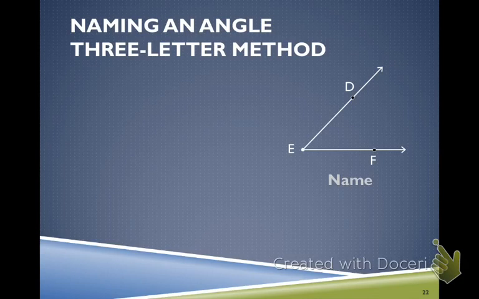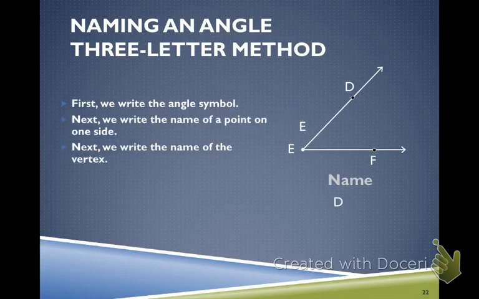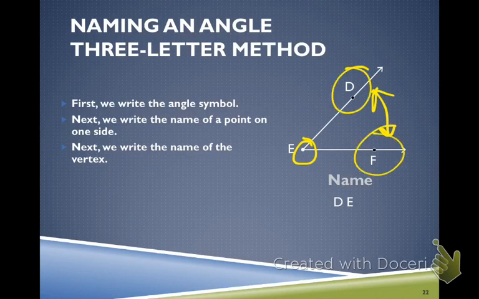So, at the top, the first one is naming an angle using the 3-letter method. When we name an angle using the 3-letter method, what we're looking for is the vertex of our angle. In this particular one, what we see is an angle that goes from here to here. And the vertex is where the 2 lines meet. That's E. That E needs to be in the middle of the 3-letter method. We also need to find 2 other points along the rays. Remember, angles are formed by 2 rays or 2 lines.